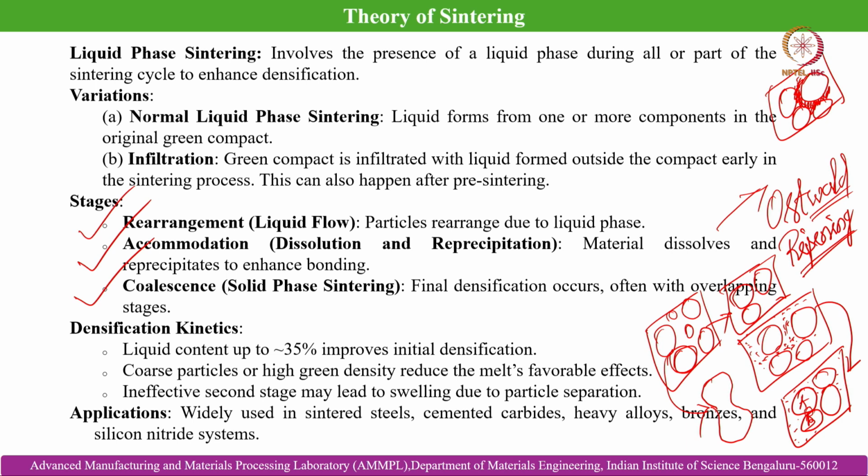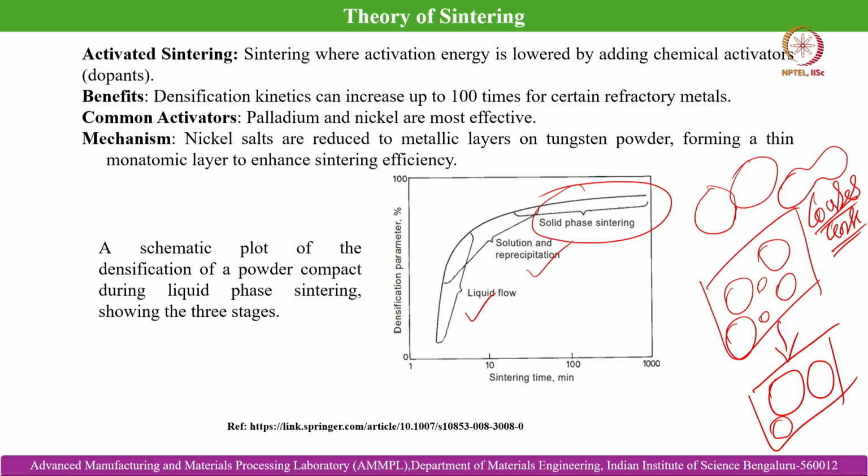So, the applications are, it is widely used in sintered steels, cemented carbides, heavy alloys, bronzes and silicon nitride systems. And in our group also we are working with aluminum nitride, where liquid phase sintering benefits can be significant, where we can bring down the sintering temperature of aluminum nitride to around 1750 to 1800 degree centigrade, although the sintering temperature for aluminum nitride in case of solid state sintering varies between 2000 to 2100 or even beyond, based on the particle size. So, this is a particular benefit in terms of lowering the sintering temperature.